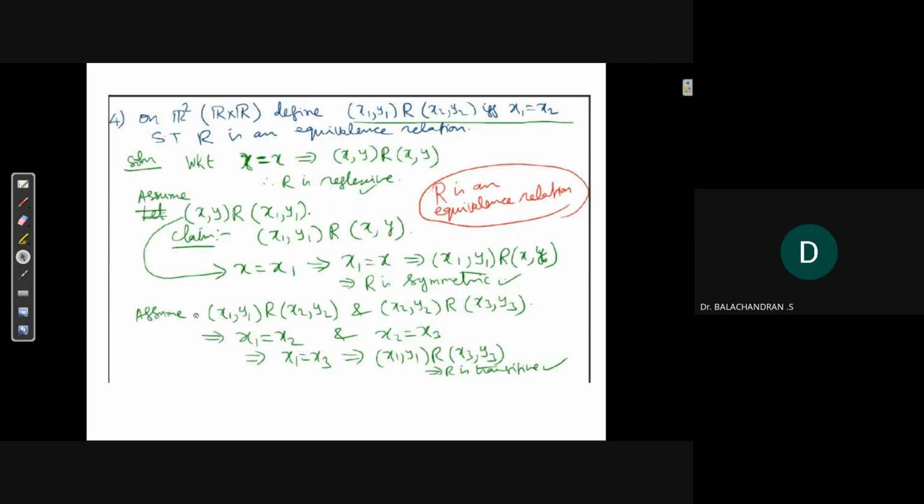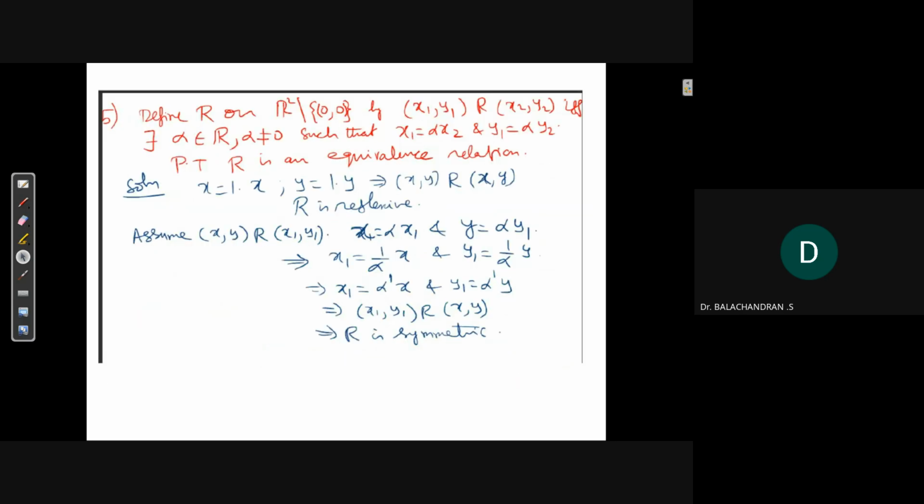For transitive, x1 comma y1 related to x2 comma y2, and x2 comma y2 is related to x3 comma y3. From the definition, first coordinate equals first coordinate: x1 equal to x2, and x2 is equal to x3. Now x1 equal to x2 and x2 equal to x3 implies x1 equal to x3. You can write x1 here, x3 here, and put y1 and y3. So hence R is transitive.